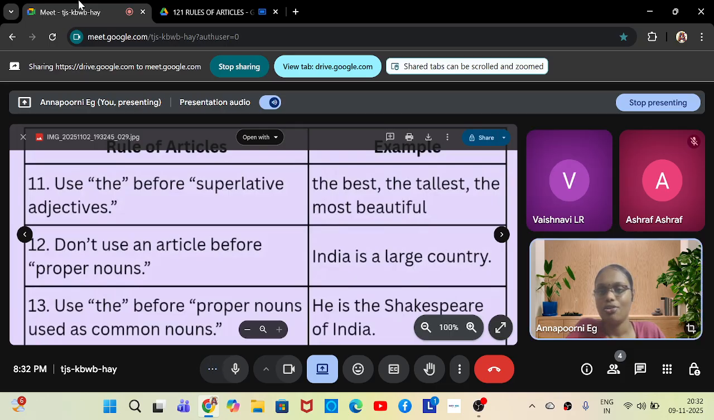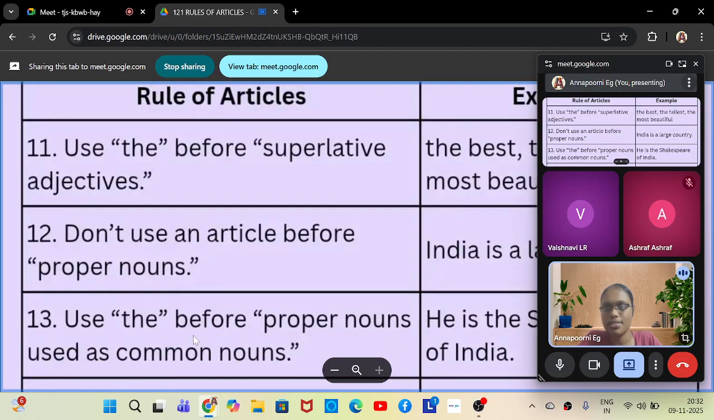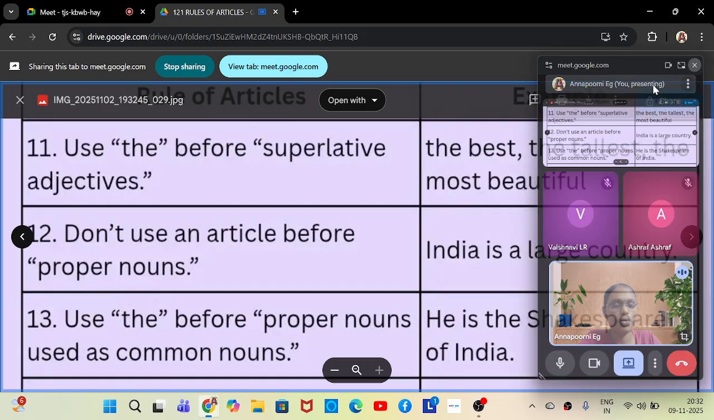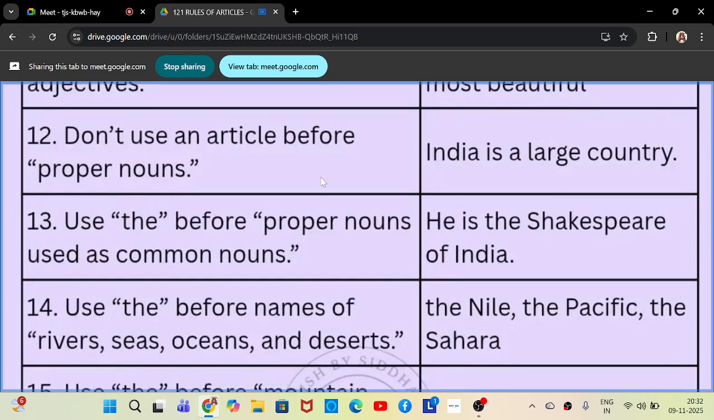That's all. This is very easy. Okay. So now you can see the 11th use: you have to use the before superlative degrees of adjectives. Now let's look at the 12th use.